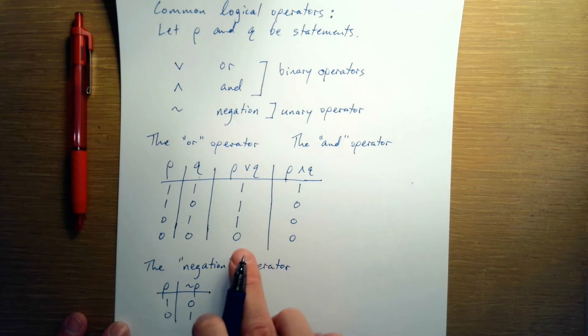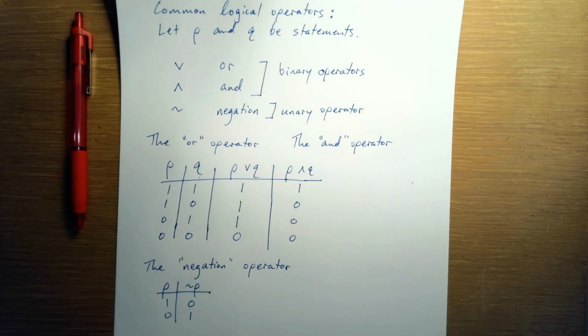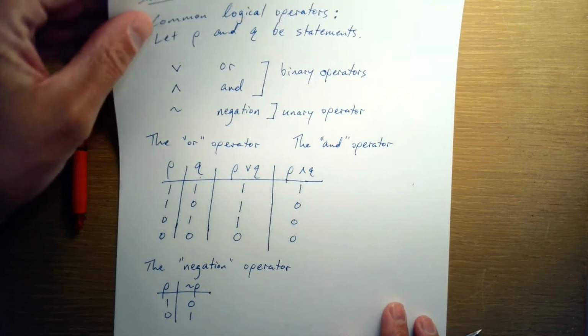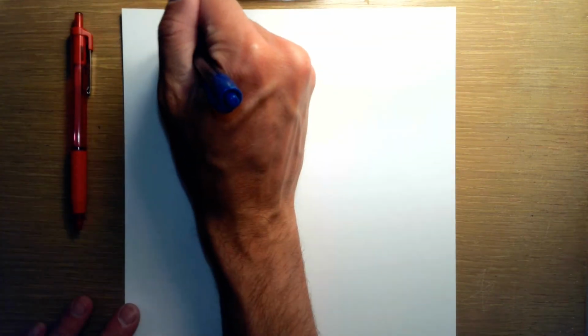So these could be considered three separate truth tables, although these two are combined just so we don't take up too much space. So that's the OR operator, the AND operator, the negation operator. So let's do a little more complicated truth table.